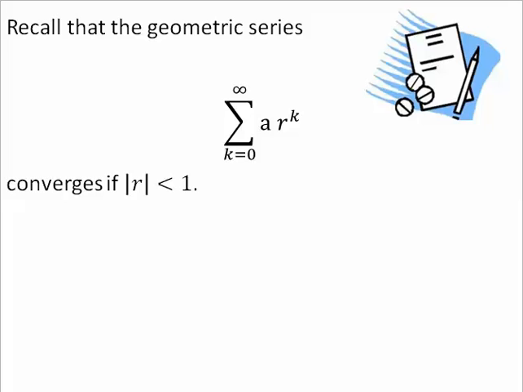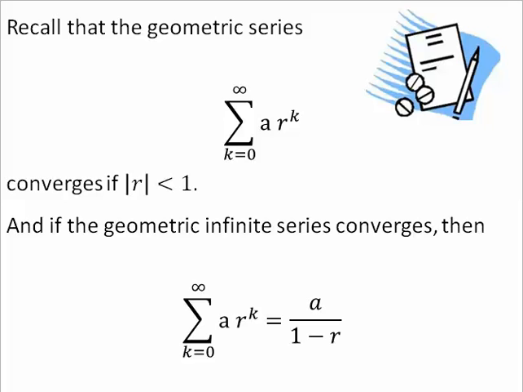Let's review what we know about geometric series. A geometric series looks like this, and the geometric series will converge if the absolute value of r is strictly less than 1. And if the geometric series converges, that is, if the absolute value of r is less than 1, then we actually know what value it converges to.